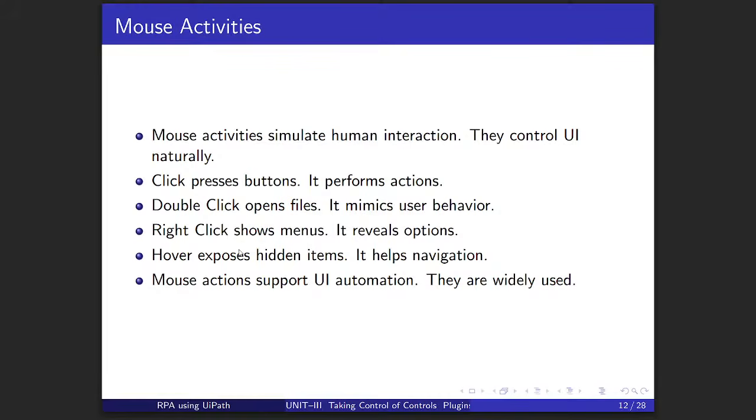However, when we move the mouse over an item, it will reveal the hidden options. Although mouse actions are useful, they can be less stable if the screen layout changes. That's why combining mouse actions with good selectors is important. If there is no good selector, the mouse action may lead to miscommunication and mislead the robot also. We need to have a good selector.